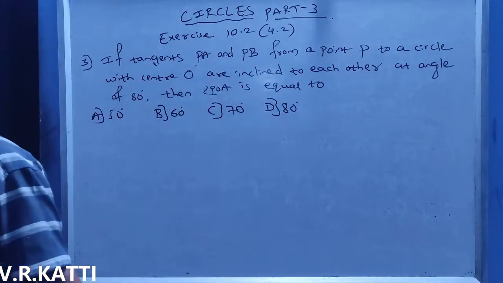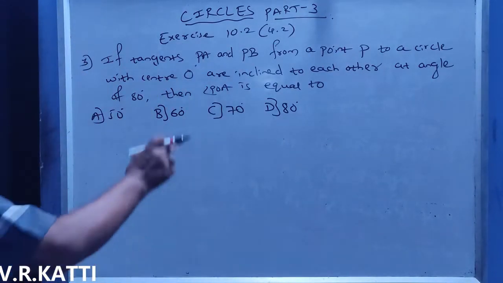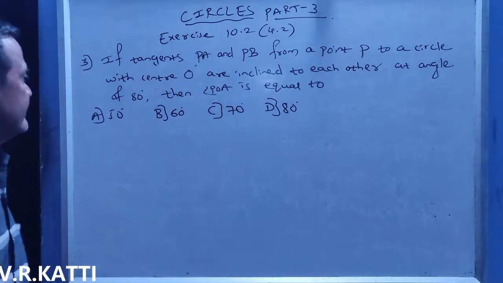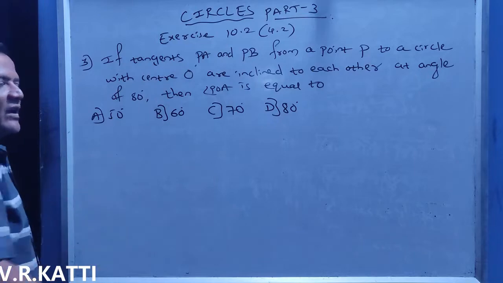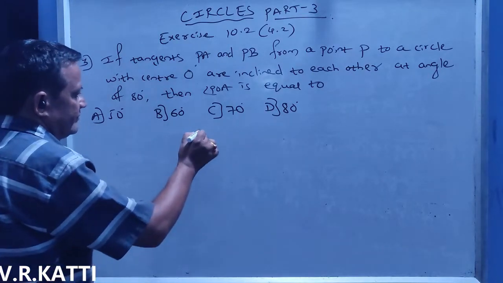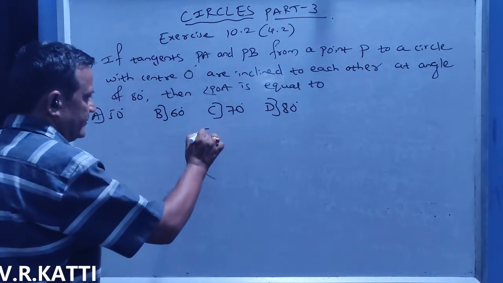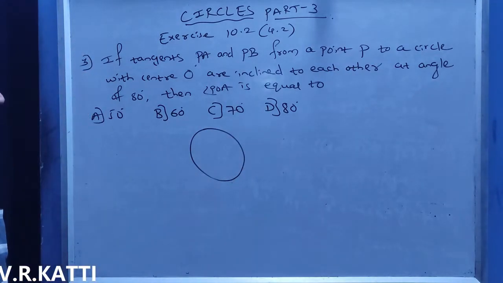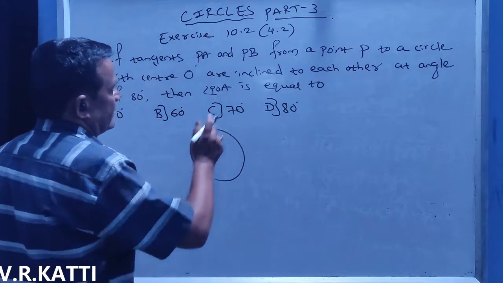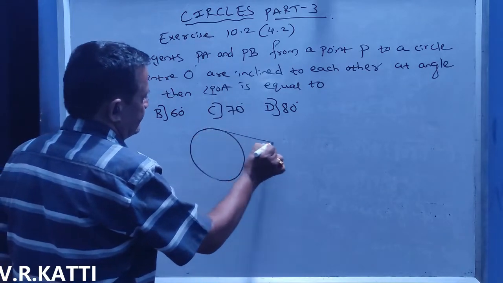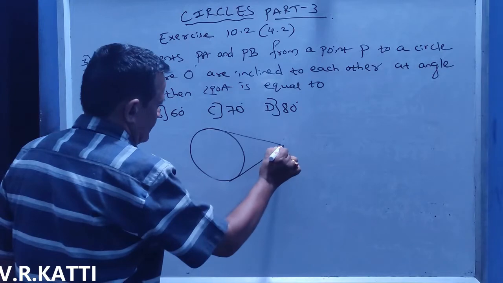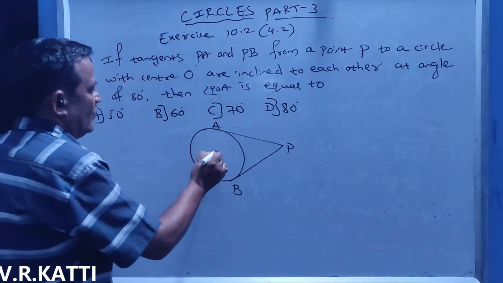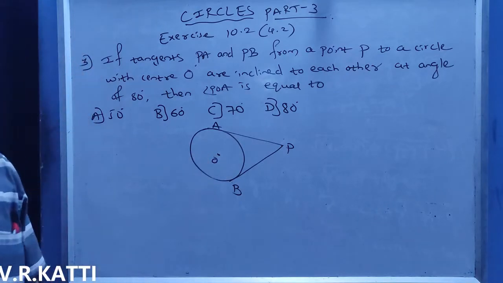According to the statement, first we shall draw the circle. So draw a circle, two tangents from a point P, PA, PB. O is the center of the circle.